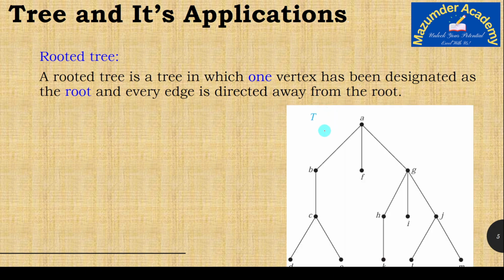So this is an example of a rooted tree. So we can see here A is the root. In general, we write the root at the top and then all other branches we write down below the root. So let us proceed further. So here A is the root of the tree T.